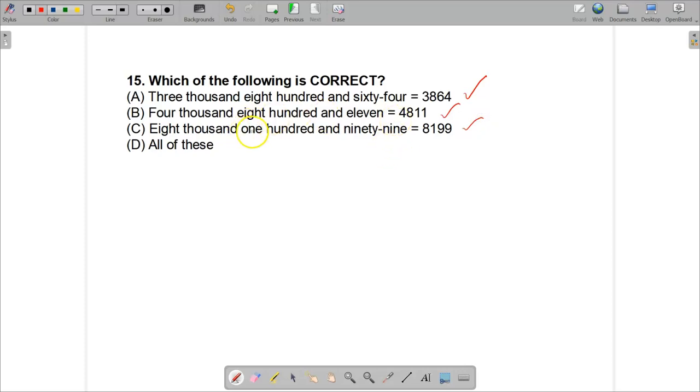Always check all the options. Many people make a mistake here: if they find the first option is correct, they take it and go off. But check all the options whenever they give an all-of-these choice. Since all 3 options are correct, option D is correct.